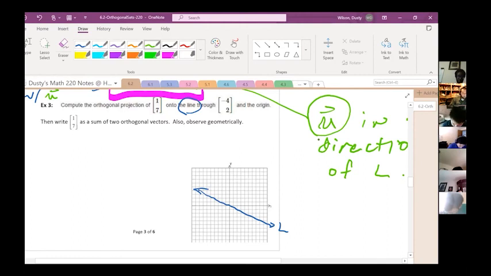Yeah, from Ahmed, (-4, 2). You could also do (-2, 1) or (2, -1) or any vector that's on the line. But maybe we'll do the one that's given. So here's our vector U. Here's our line L.